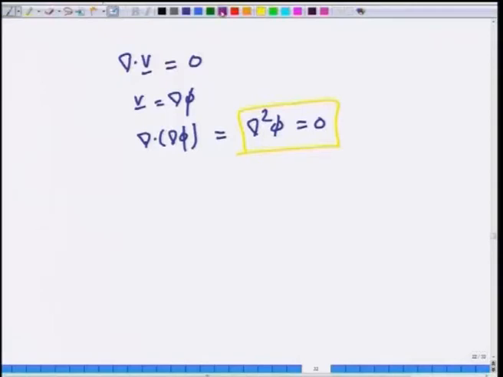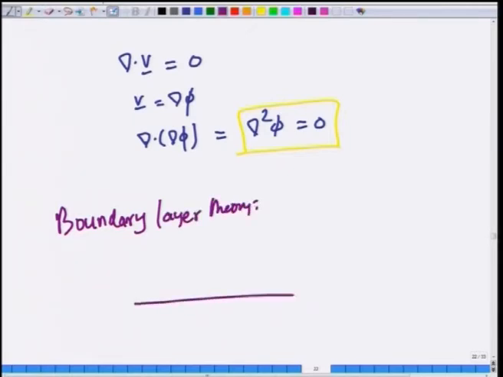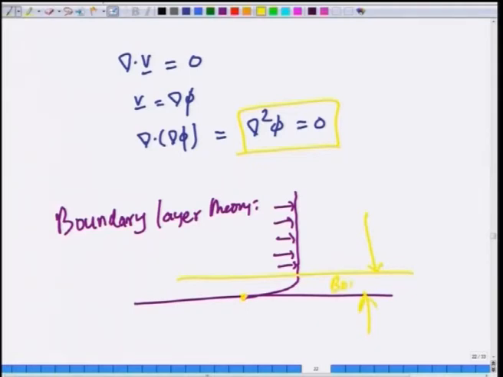Okay. And this aspect was corrected by the boundary layer theory, wherein we said that close to the solid surface, when you have high Reynolds number flow past any solid surface, okay, the flow is uniform far away from the solid surface, but very close to the solid surface the no slip condition has to be satisfied, and the region over which the velocity varies rapidly from 0 at the wall to the free stream velocity is called the boundary layer.